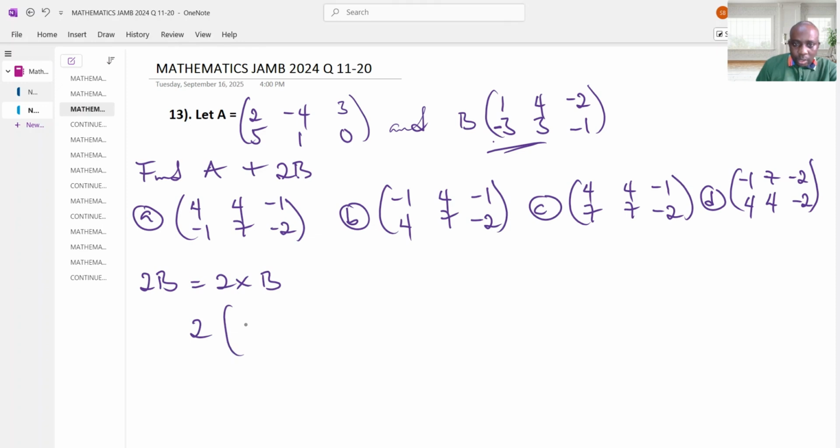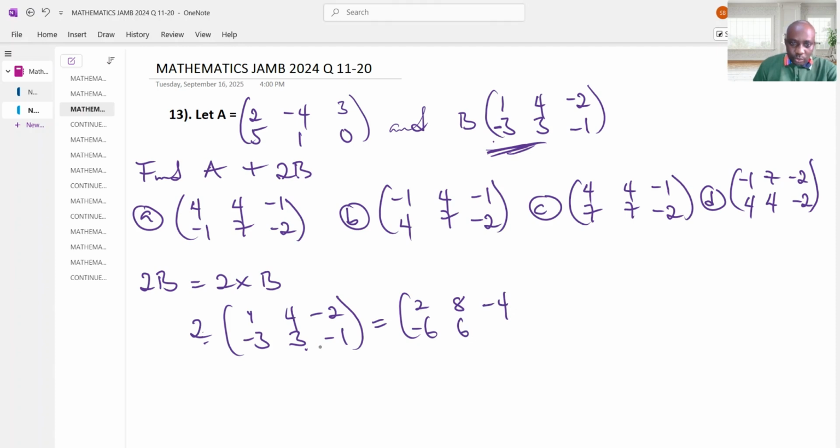Our B is 2, 1, minus 3, 4, 3, minus 2, minus 1. This is our B. Therefore, we need to multiply it by 2. 2 multiplied by 2 gives us 4... 2 multiplied by minus 3 gives us minus 6. 2 multiplied by 4 gives us 8. 2 multiplied by 3 gives us 6. 2 multiplied by minus 2 gives us minus 4. 2 multiplied by minus 1 gives us minus 2. Therefore, this is our 2B.